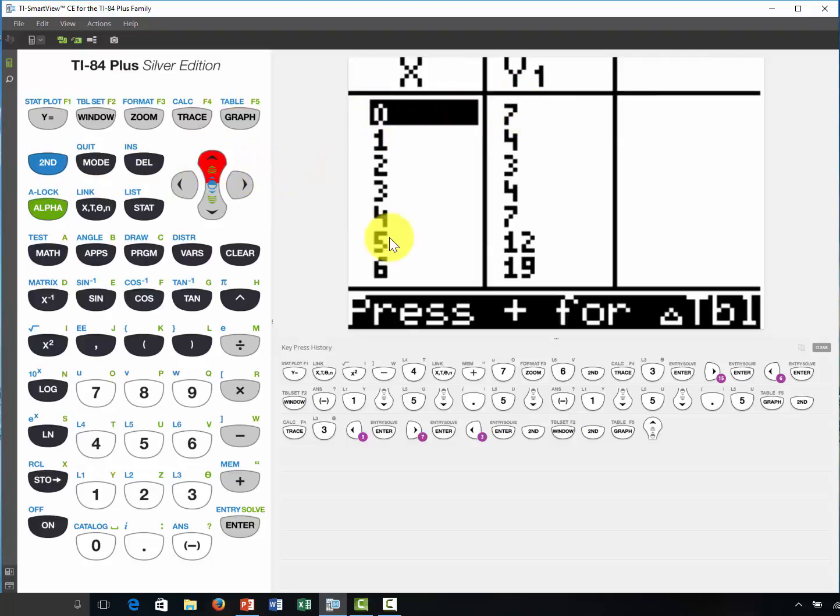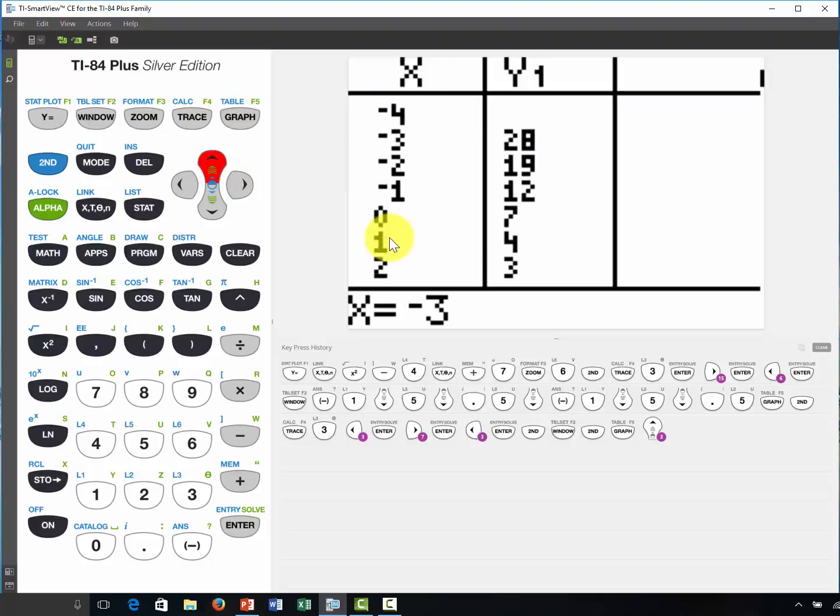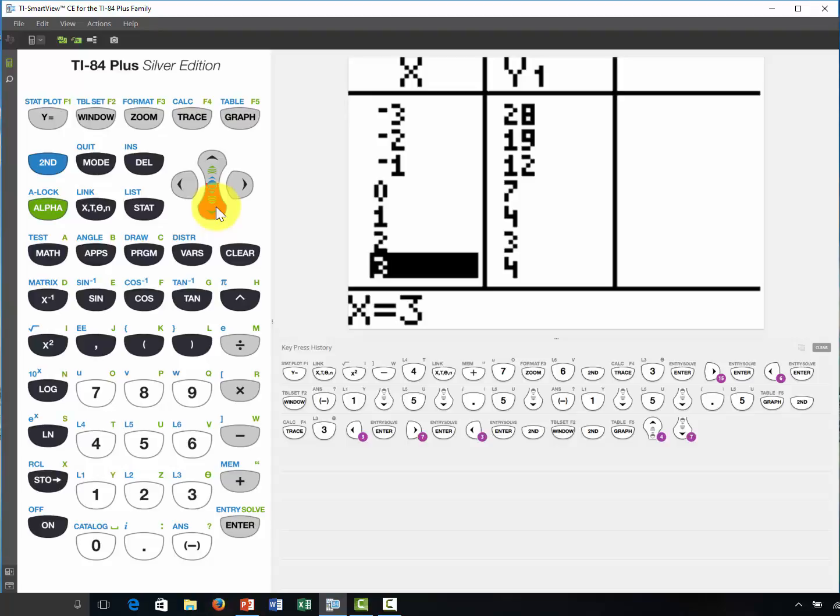If we go to the left of 0, we can see these numbers, the y values are getting larger, and if we scroll down, the numbers are getting smaller. When x is 2, y is 3, and when x is 3, y is 4. Here we can see the numbers are now getting bigger numerically, and we can see that these points are symmetric, and it appears that our smallest value occurs when x is 2, and that smallest value is y equals 3.